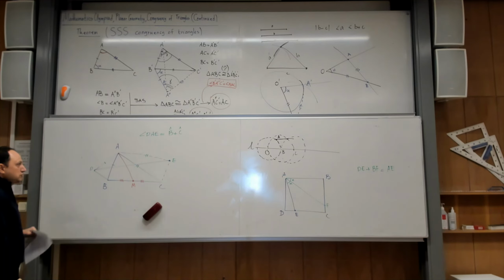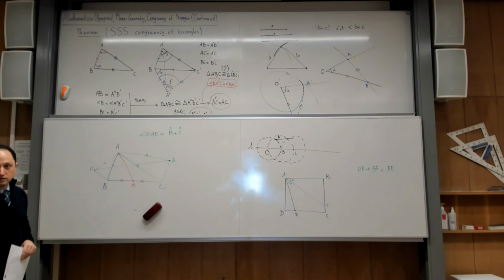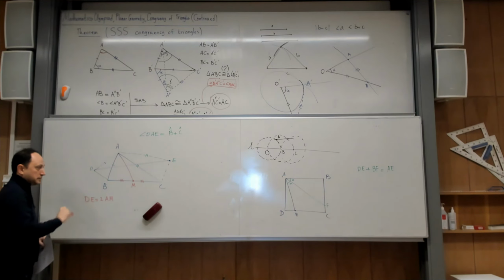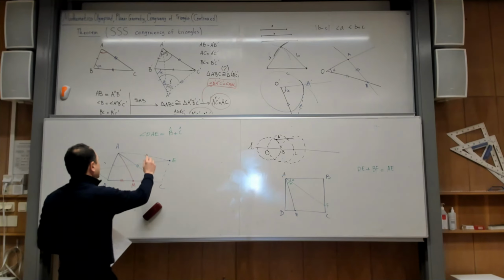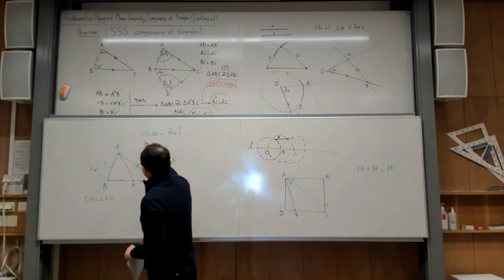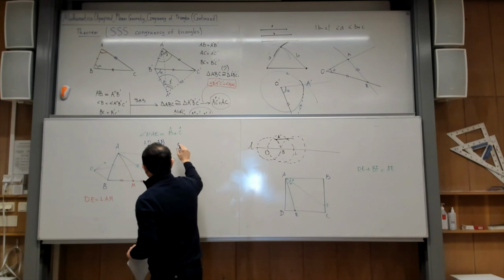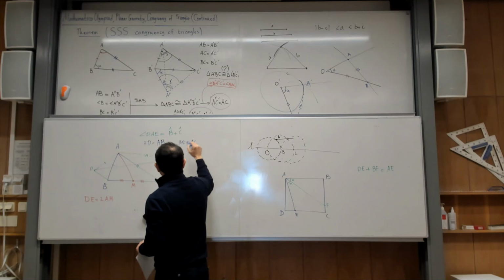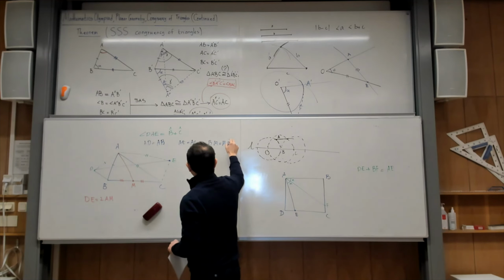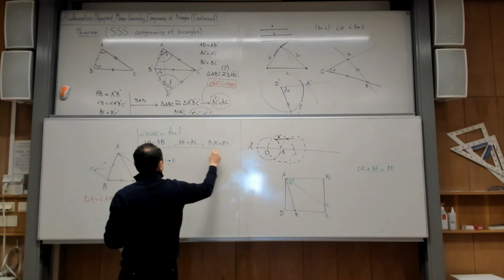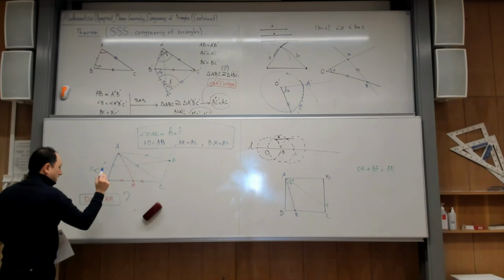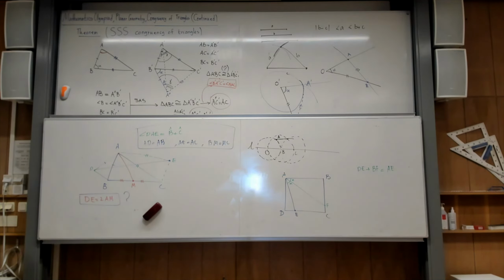The claim is this: DE is 2 times larger than the median. So we want to prove that DE is 2 times AM. So let me write the assumptions here. AD is equal to AB is the assumption. AE equals AC is an assumption here. And then BM is equal to MC is also an assumption. So based on these assumptions, I want you to prove that this is also the case, that DE is 2 times larger than AM.